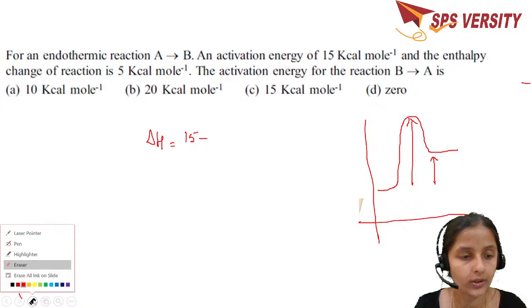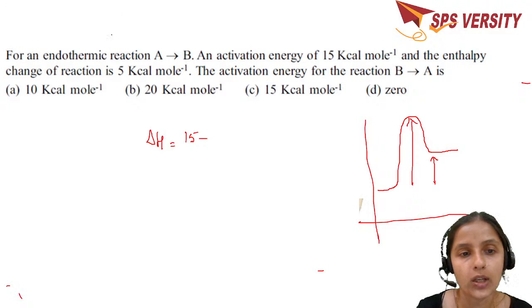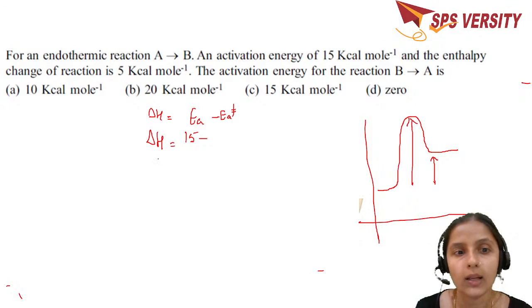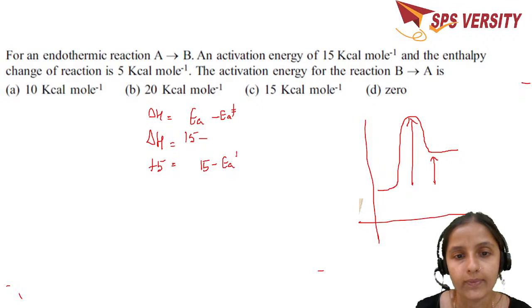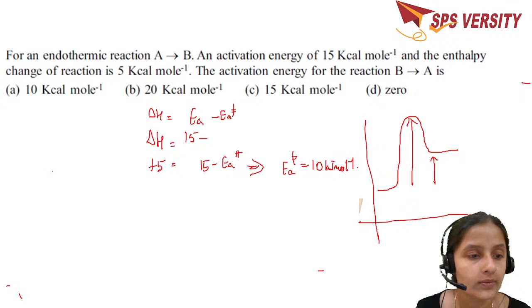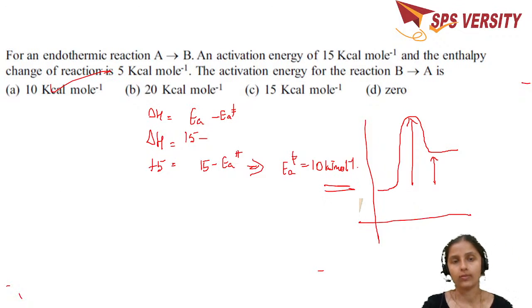Here in this particular reaction, how do you write enthalpy change? Enthalpy change is given as delta H is equal to EA, that's the activation energy, minus EA, this one. So 15, the enthalpy change of the reaction they have given is plus 5, which is equal to 15 minus EA. Which gives you the EA value as 10 kilojoule per mole for the reverse reaction. This is the answer.